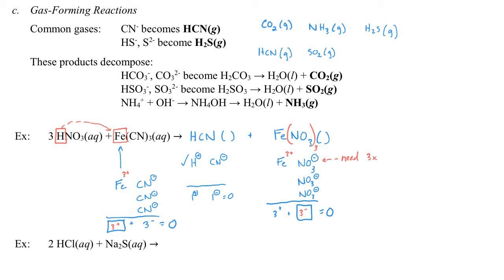Okay, so now we can move on to the next stage, which is writing the phases. Hydrogen cyanide is one of our common gases, so we write G, and iron nitrate is aqueous. We can find that out by looking at the solubility table. Now, what's the last step that we need to do?